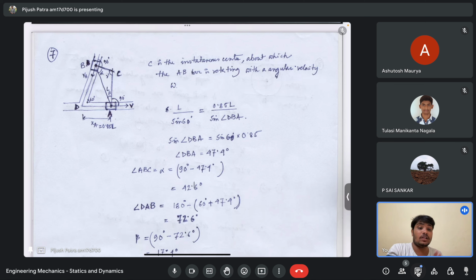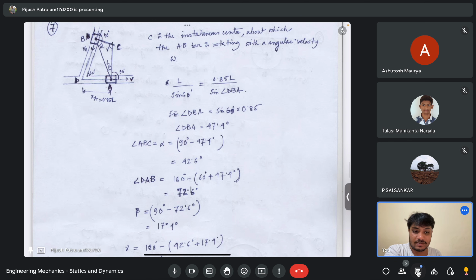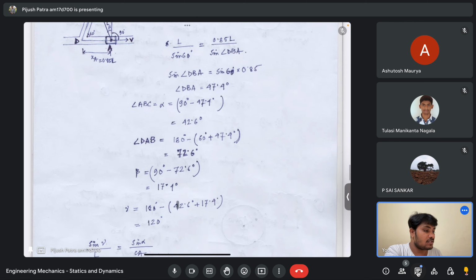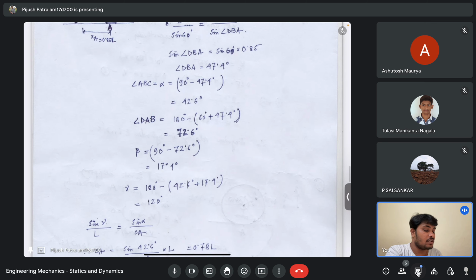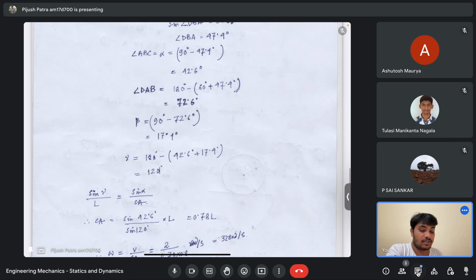I am just calculating all the angles now for this geometry. What is DAB? I know this angle is 47.4, I know this is 60, so 180 minus the whole thing is 72.6. What is gamma finally? The beta will be equal to 90 minus this angle. What is gamma? I know alpha and beta, so gamma should be 180 minus alpha plus beta, which is 120 degrees approximately.